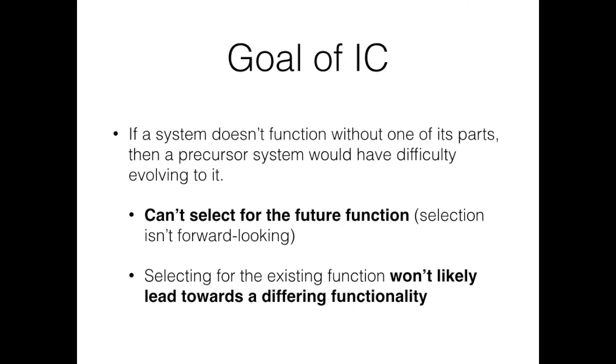And then if you select for existing functions, so if I don't have the part for a future function, and I'm selecting for existing function, my chances of actually selecting for what I'm going to need for a system in the future is very small. Okay, does that make sense to everyone? Everyone following? All right.